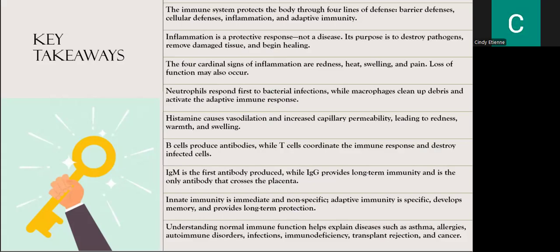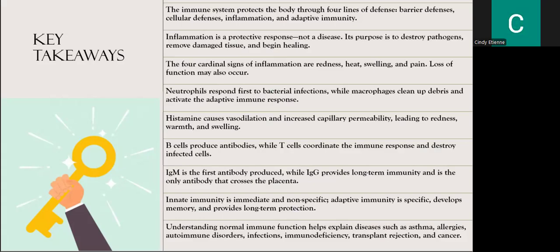As nurses, you need to understand which line of defense is working, which immune cells or mediators are involved, and whether the response is protective, excessive, or deficient. So master the normal immune response first. Once you understand how the immune system normally protects the body, recognizing the pathophysiology, signs and symptoms, medications, and nursing interventions for immune-related diseases becomes much easier.